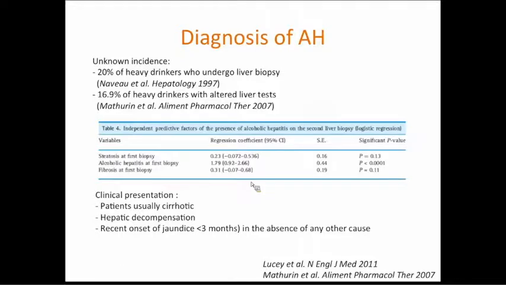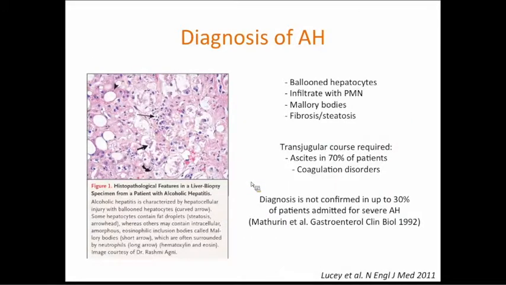On the other hand, you have the clinical presentation of severe alcoholic hepatitis, which generally speaking occurs in the background of a patient who has alcoholic cirrhosis, and at the time of the presentation, there is usually a hepatic decompensation. The main clinical feature is a recent onset of jaundice, less than 3 months, in the absence of any other cause. The firm diagnosis of alcoholic hepatitis is based on histology and on the combination of ballooned hepatocytes, infiltrate with neutrophils, Mallory bodies, and a certain degree of fibrosis, cirrhosis, or steatosis.